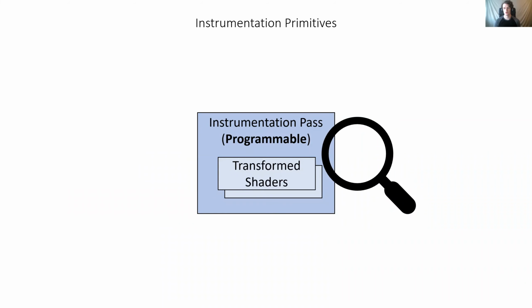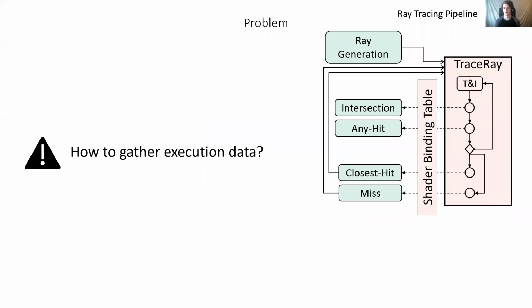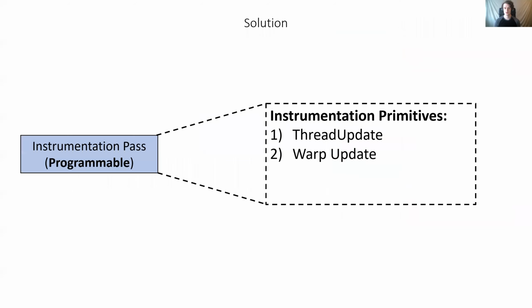So that was the overall flow of Vulkan Vision, and now I'm going to dive into a bit more detail about some of the primitives that we offer in the instrumentation pass and what problems they solve. So the first problem we need to tackle is how do you gather execution data from the ray tracing pipeline? So we offer two primitives for this purpose. The first one is the thread update primitive.